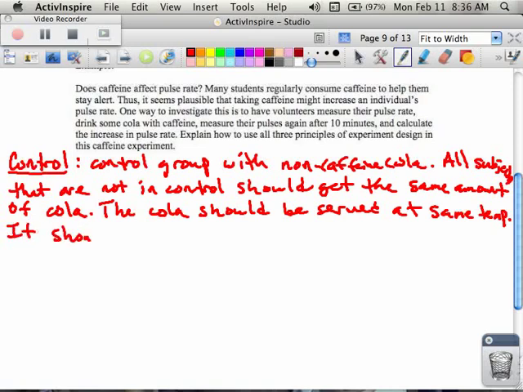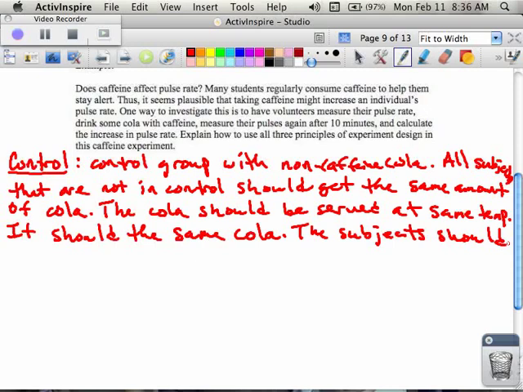It should be the same cola so that it looks and tastes the same. The subjects should drink it, if you can really control for this, at the same rate. Some people like to slam their pop, some people like to sip their pop, so have everybody do the same thing.